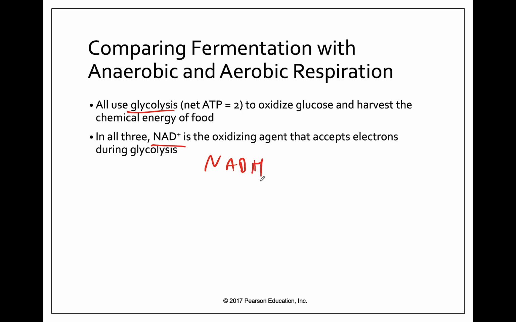And this is a temporary energy storage. This has to be turned back into NAD plus for glycolysis to continue. This can either be done in the electron transport chain if you have oxygen, or it can be done with fermentation if you don't have any oxygen.